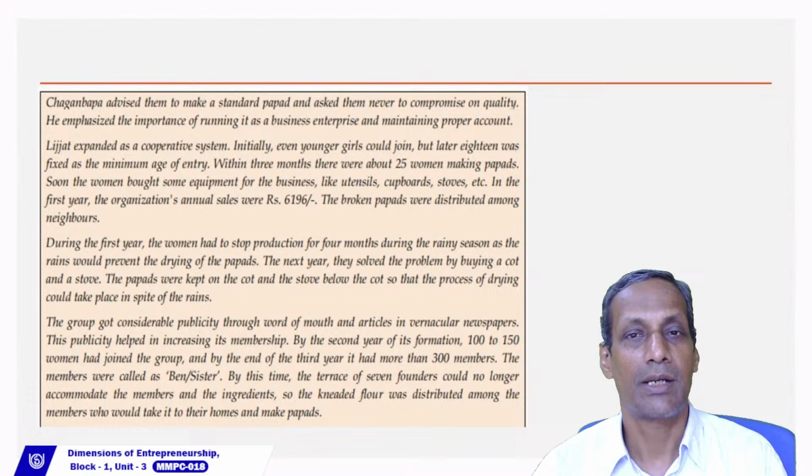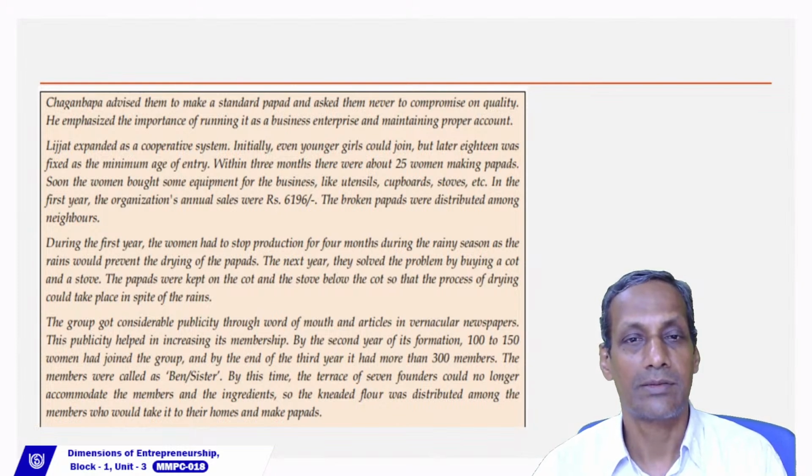Within 3 months, there were about 25 women making papads. Soon the women bought some equipment for the business like utensils, cupboards, stoves, etc. In the first year, the organization had annual sales of rupees 6,196. The broken papads were distributed among neighbors. During the first year, the women had to stop production for 4 months during the rainy season as the rains would prevent the drying of the papads.